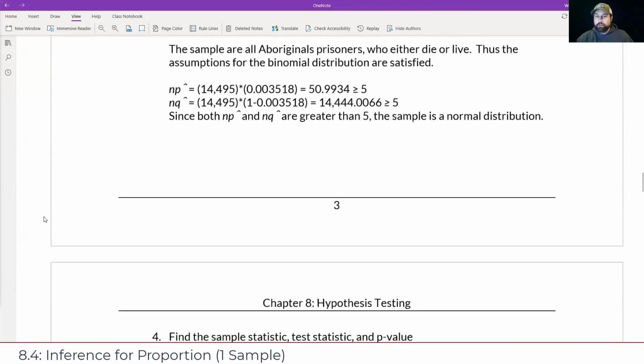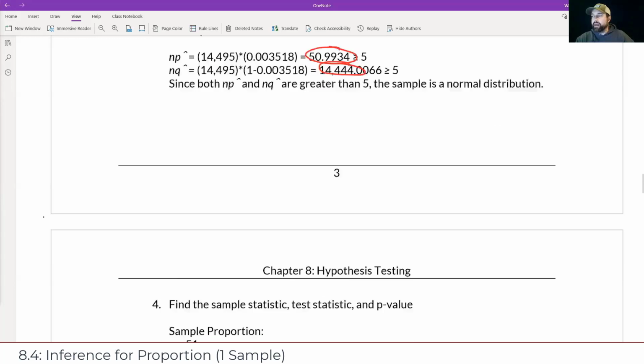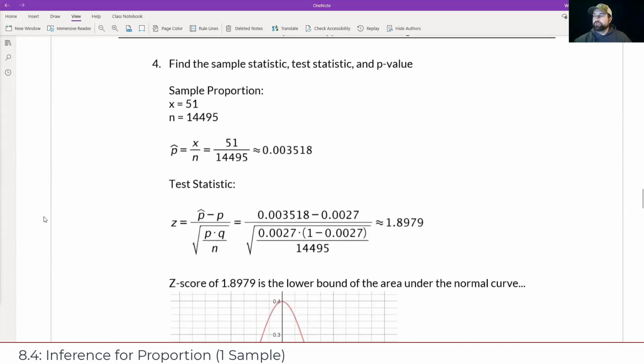So first of all, this is binomial, so there's only two choices. To make sure that we can use a normal distribution on this, we have to make sure that n times p is greater than 5, and it is, and n times q is greater than 5, and it is. So cool. That means that even though it's binomial, we can use the normal distribution mathematics in order to solve it. So here's our number of Aboriginal prisoners who died out of the total number of prisoners. This is our p hat value. So this is our proportion.